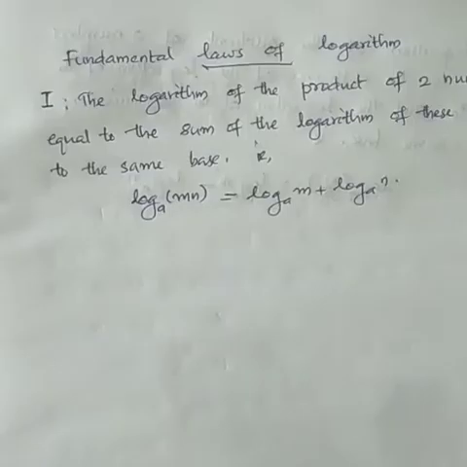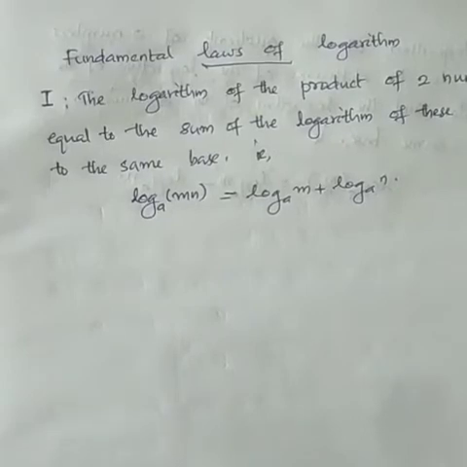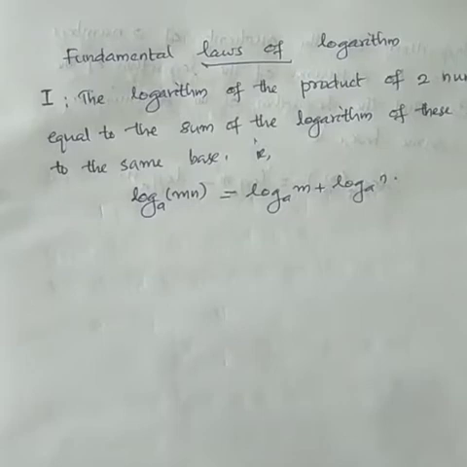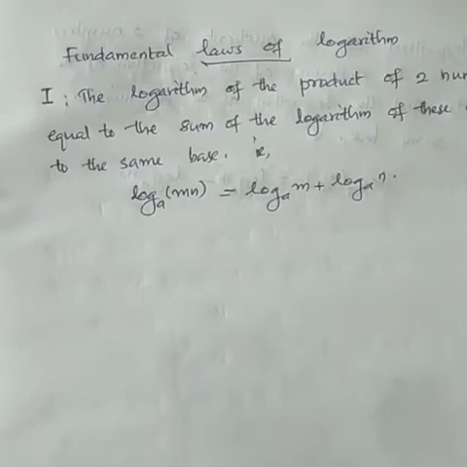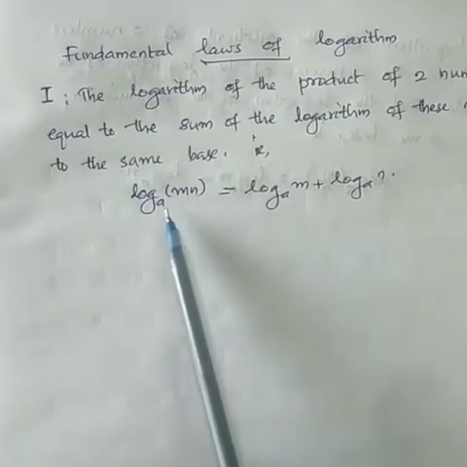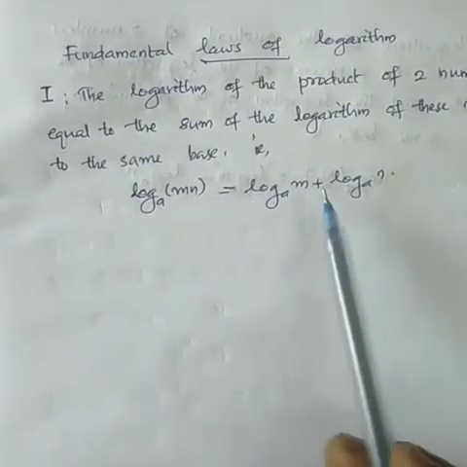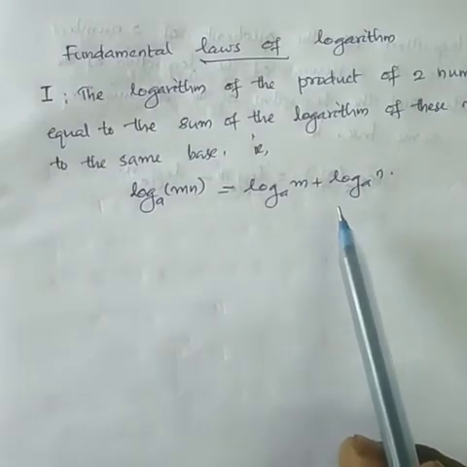Next, see fundamental laws of logarithm. First law, the logarithm of the product of two numbers is equal to the sum of the logarithms of these numbers to the same base. That is, log mn to the base a equals log m to the base a plus log n to the base a.